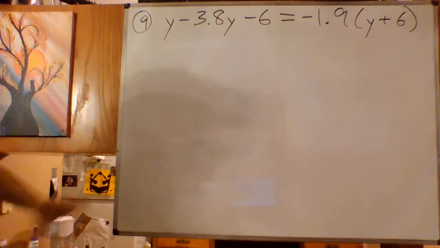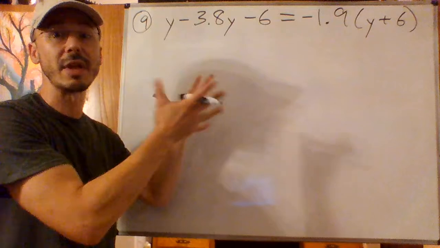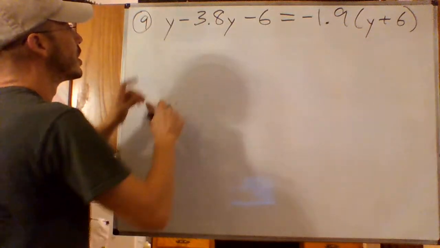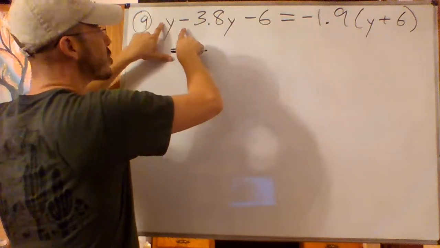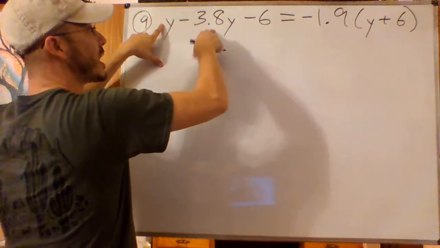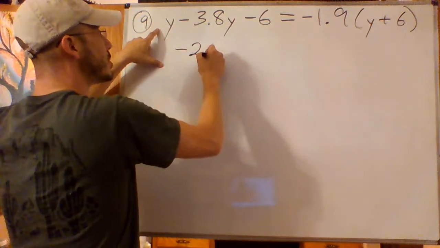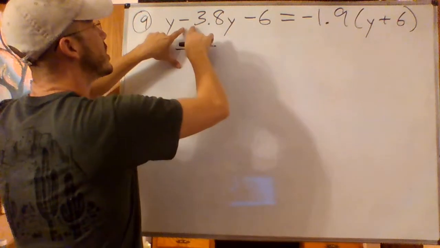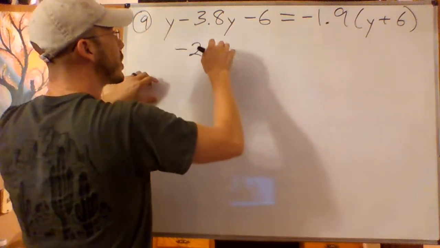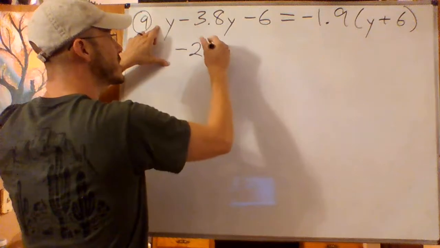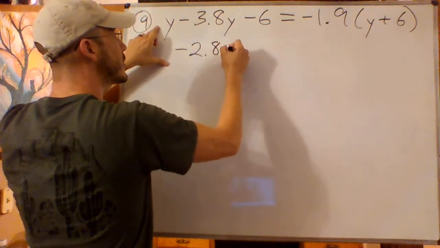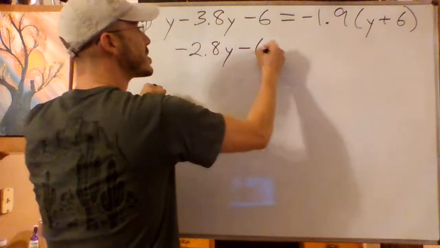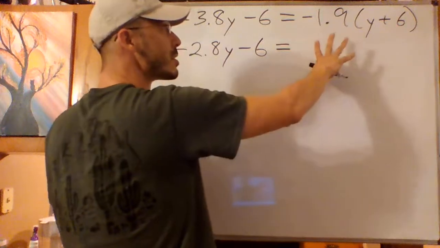So decimals, we've got decimals in this problem. That hasn't really come up a lot yet. So, but y, that's 1y minus 3.8y. 1y minus 3.8y is 1 minus 3.8, which is negative 2.8y minus 6 equals, and over here, something different.